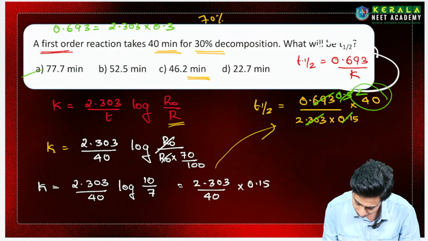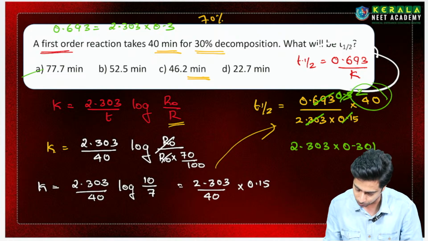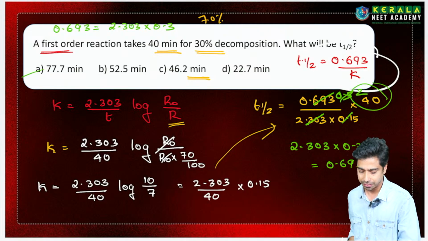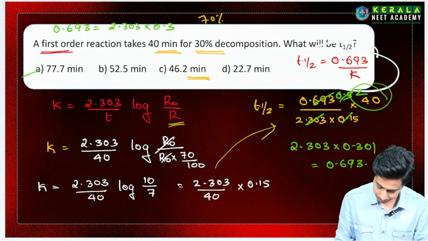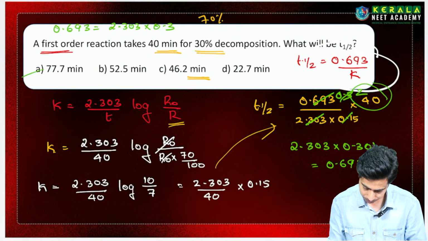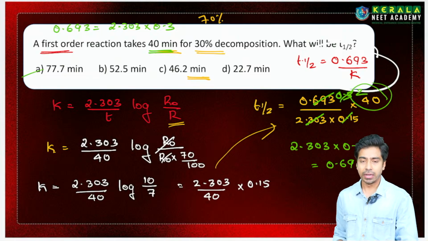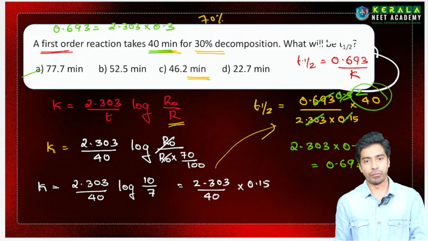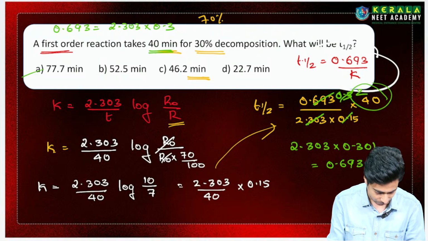Remember, 2.303 into 0.301 will be equal to 0.693. So you have to apply the log values also. Next one. And remember, your answer will be greater than 40, because for 30% decomposition it takes 40 minutes, but for 50% decomposition your answer will be greater than 40.